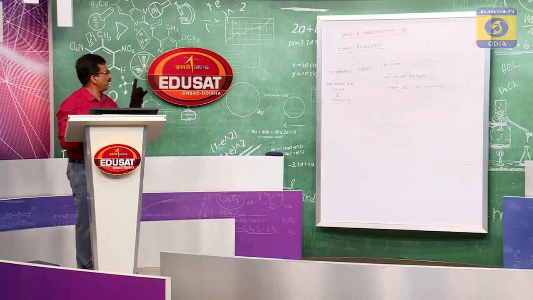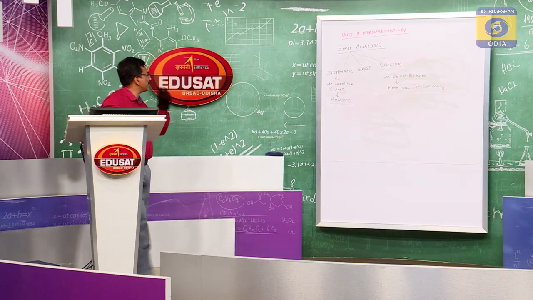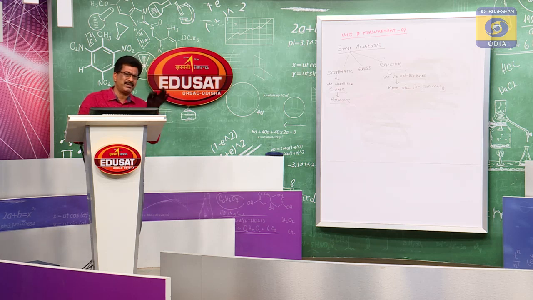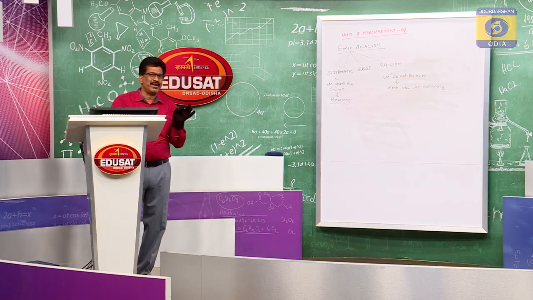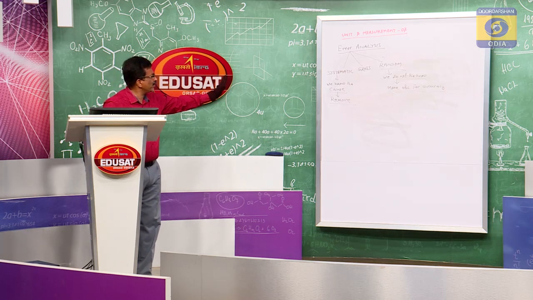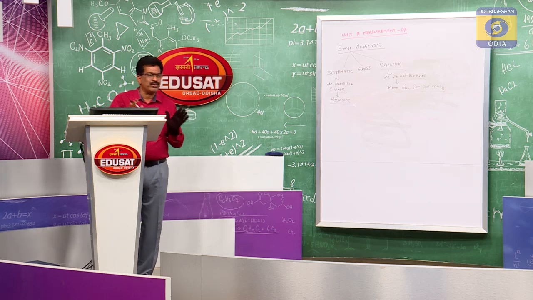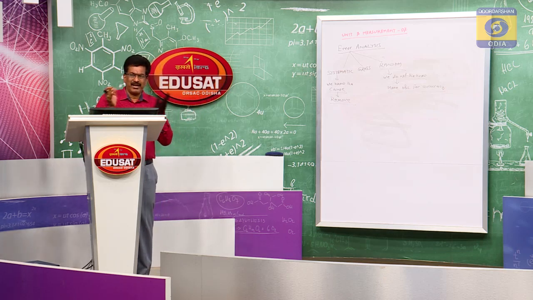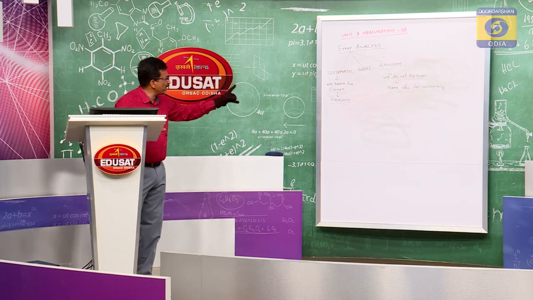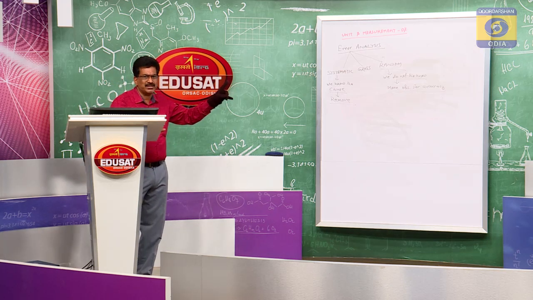So the error is divided into three types: systematic error, gross error, and random error. The systematic error means the cause is known. Error means there is some difference between the true value and the actual value. So if we know the cause, it can be removed. But for random error, we do not know where the error arises. So to avoid that, we have to take more observations for accuracy.